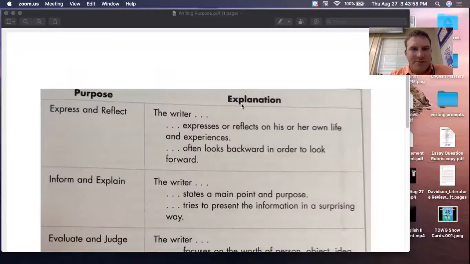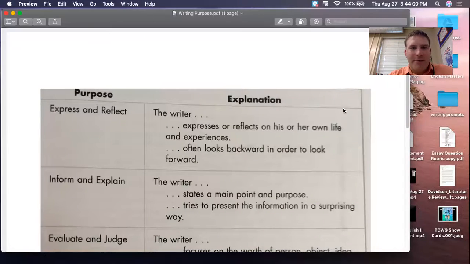All right, so I'm going to share my screen. We'll share desktop, and we'll hop over here. And these are the purposes. Kelly Gallagher, this man right here, came up with six purposes that fit most of the reasons why people would write. And they are as follows.